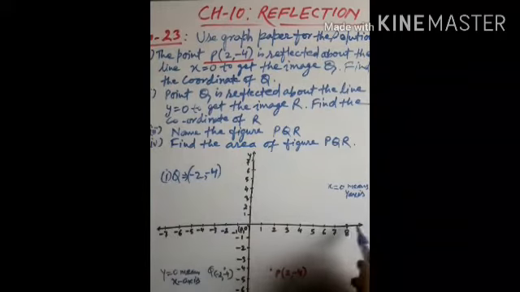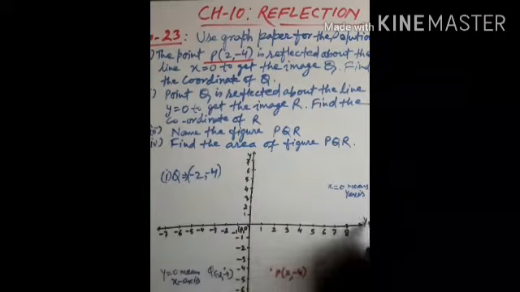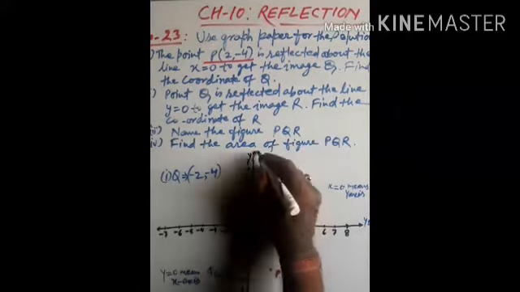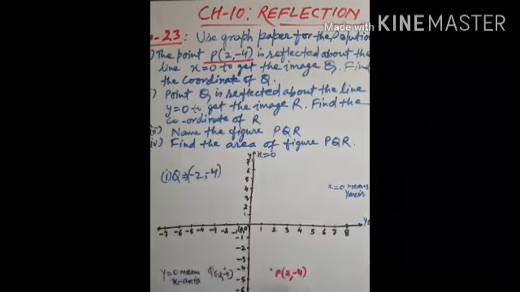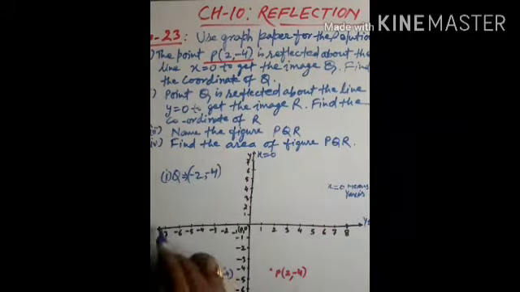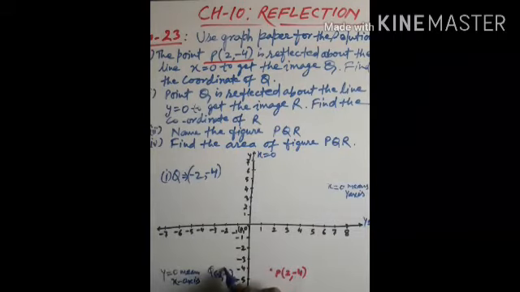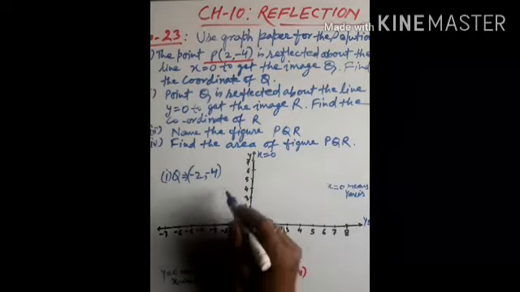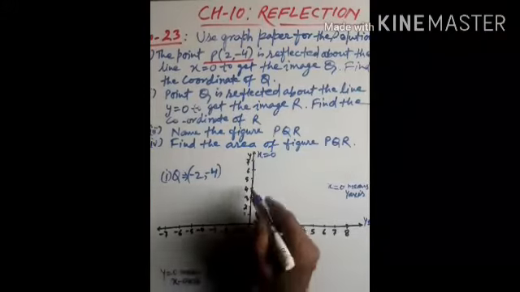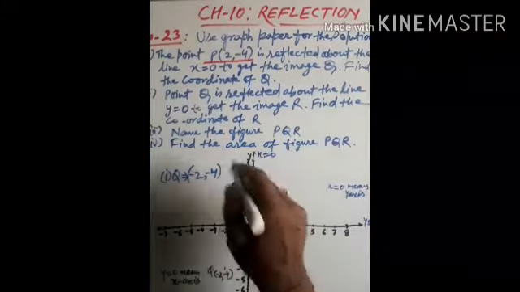Y equal to 0 means what? This is y equal to 0 here. This is x equal to 0. So Q will reflect in the x axis. So the image will form behind as much as it is in front of the x axis. So you see how far it is? 4 units from here. So it will go 4 units back. So the image will be about this point.